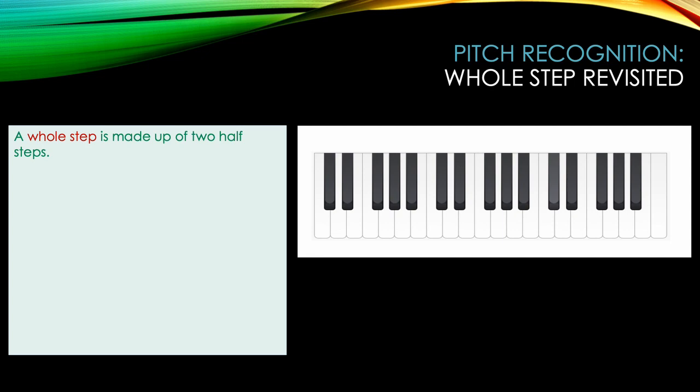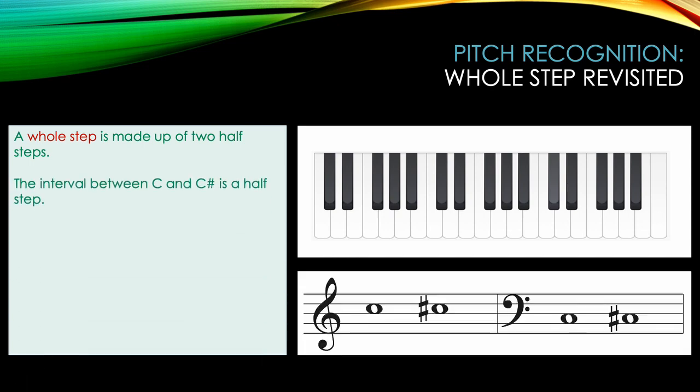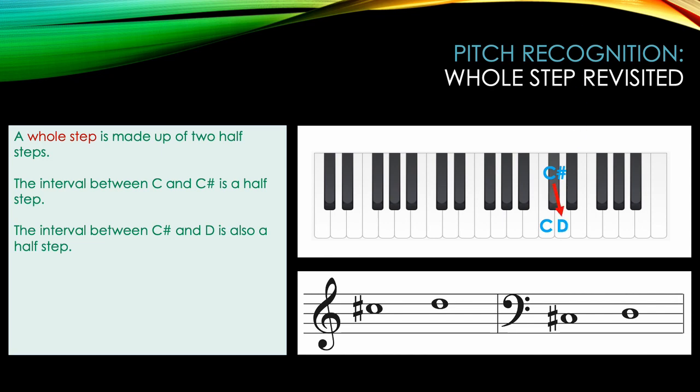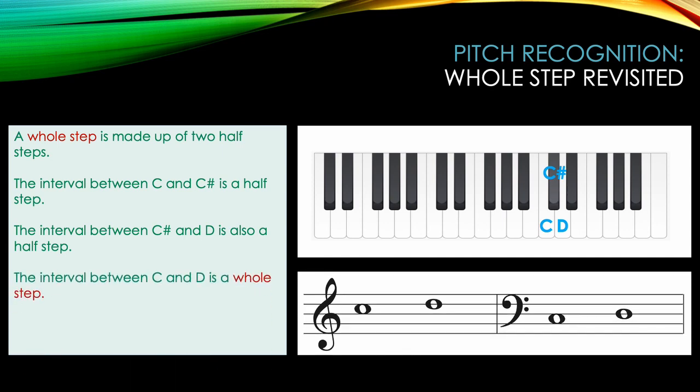Let's revisit the whole step, but now with note names instead of numbers. A whole step is made up of 2 half steps. The interval between C and C sharp is a half step. The interval between C sharp and D is also a half step. That means that the interval between C and D is a whole step.